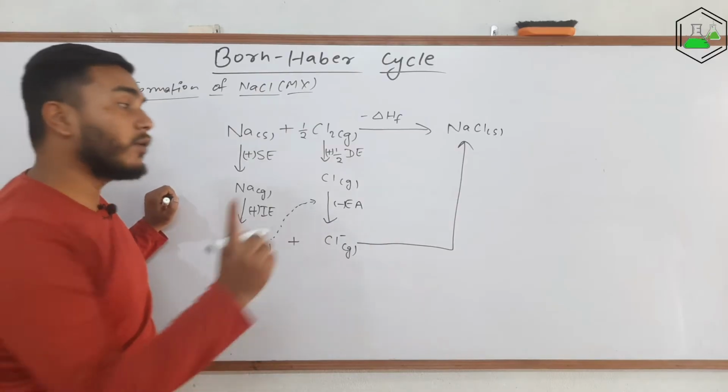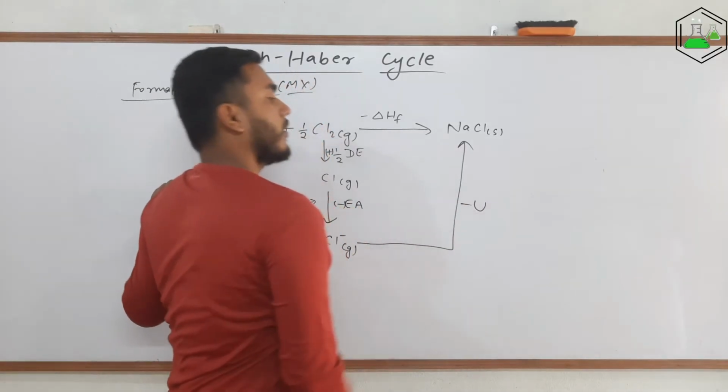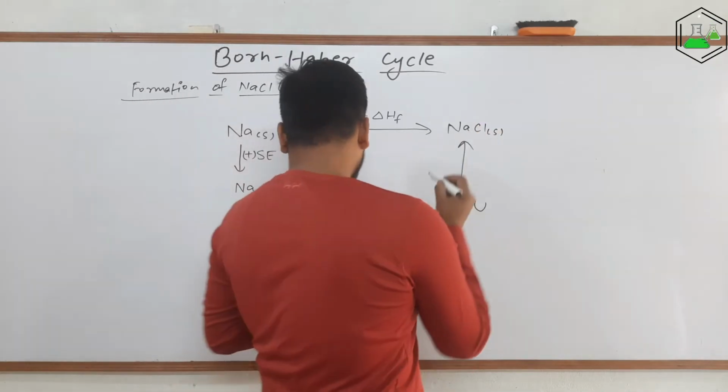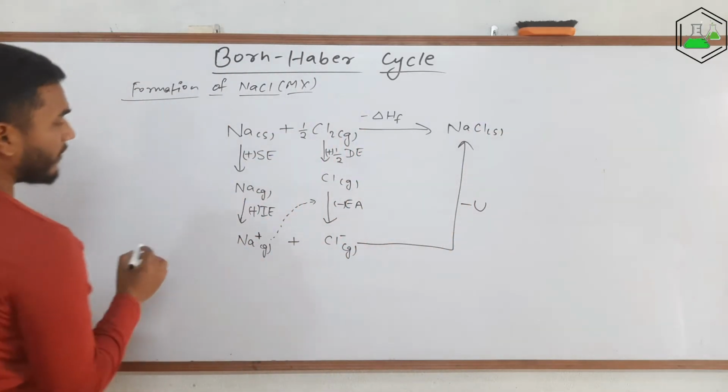In this method it will lose some energy, that is called lattice energy, losing energy. That's why we have given a minus sign. Now we need to write the final expression.